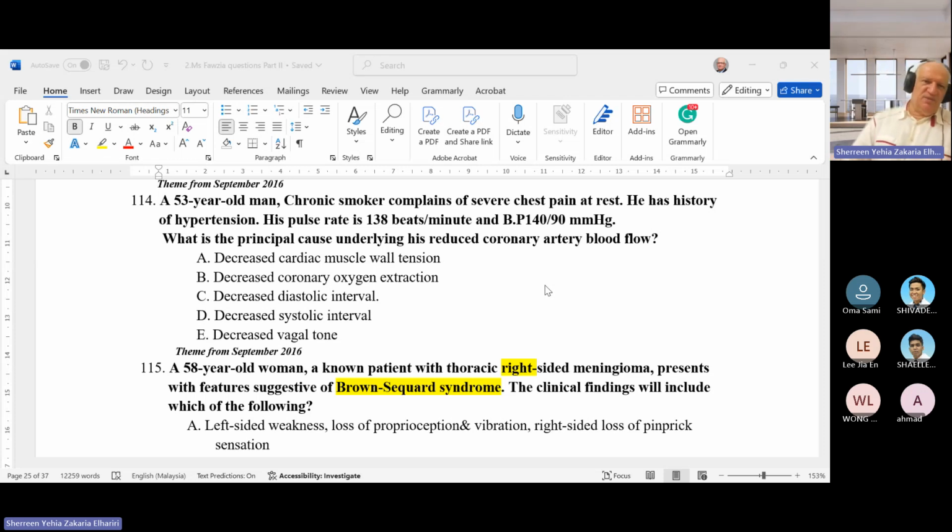So this is why the answer here, does anyone know the answer? Decreased diastolic interval. Yes, a decreased diastolic interval. So any factor affecting the diastole can be the cause. All right.